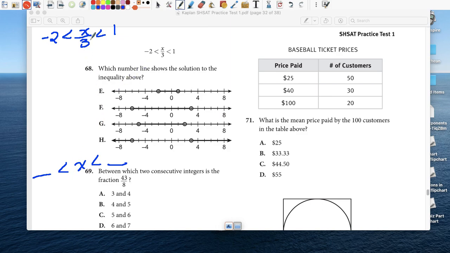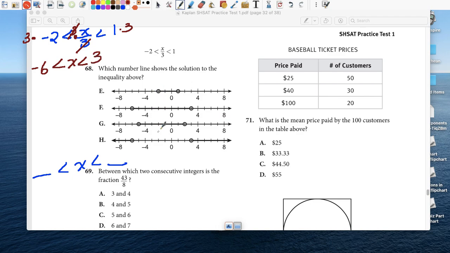So what's happening with the x? The x is being divided by 3. The inverse operation of division is times 3. We're going to multiply by 3, which means I have to multiply all 3 parts by 3, so I multiply the -2 by 3 and the 1 by 3. So 3 times -2 is -6, less than, and then this 3 simplifies to 1. 1 times x is x, and 1 times 3 is 3.